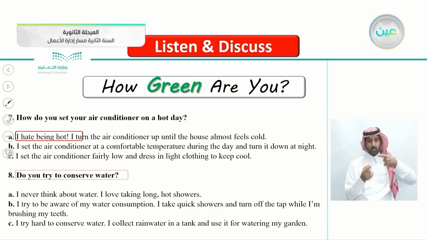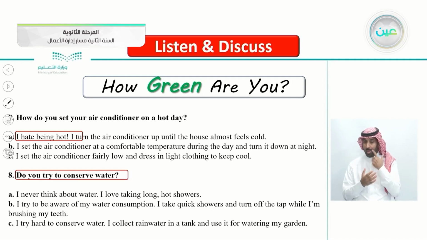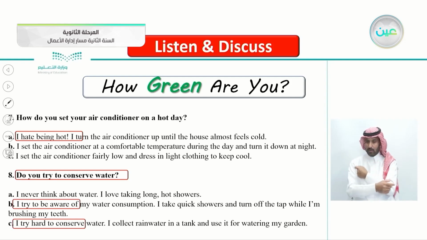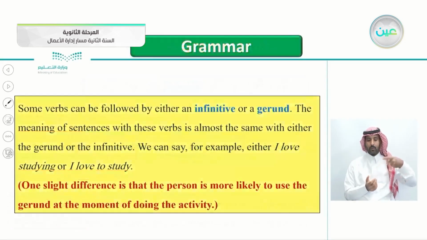Also, yes, do you try to conserve water? Do you try, this is the verb here, to conserve, this is the infinitive of course, water. So also here, I try to be aware. So try comes before the infinitive. Also here, I try hard to conserve water. So all of these are examples of gerunds and infinitives.